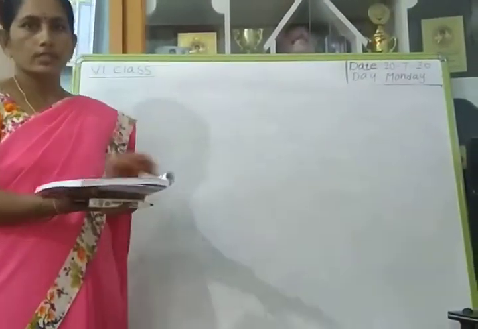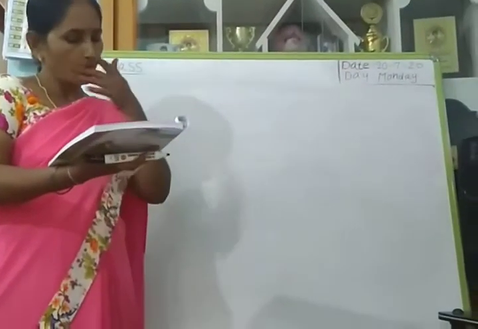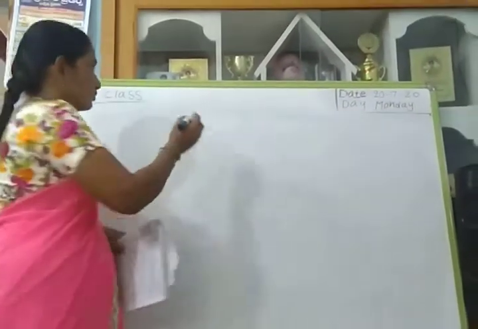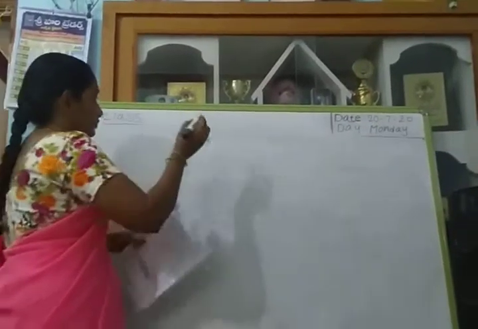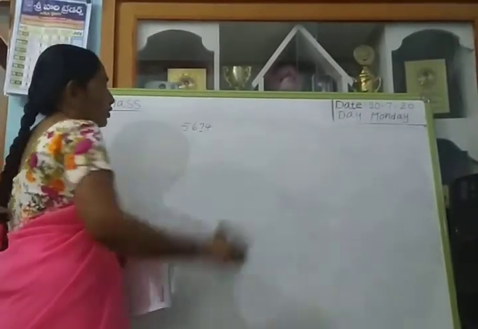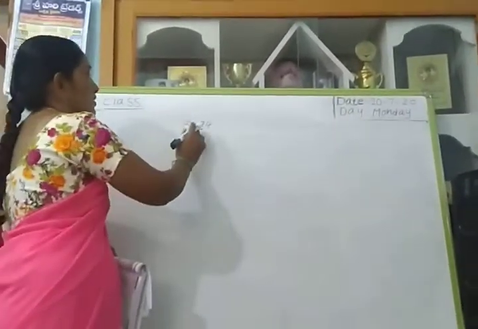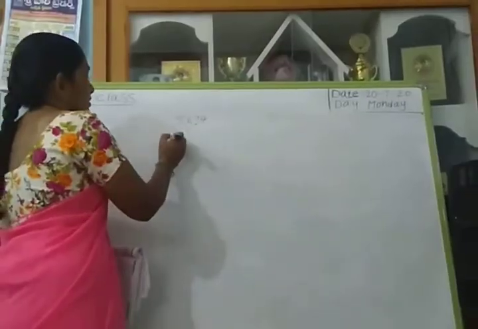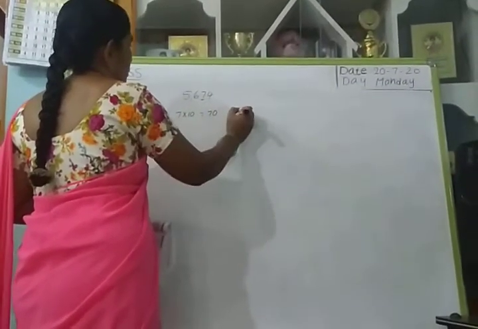Before going to today's class, we will go over some problems we discussed on Saturday, and the homework textbook problems only. Everyone, see page number 15. First question: the place value of 7 in 5674. What is the place value of 7 in this number? 7 is in the tens place, so 70. Which option is correct?